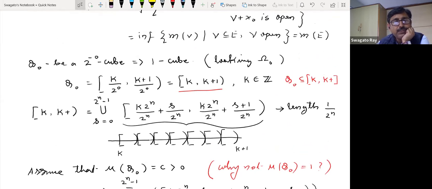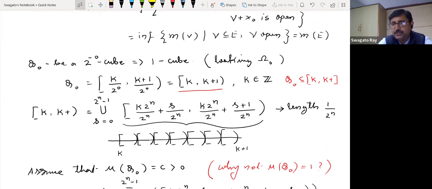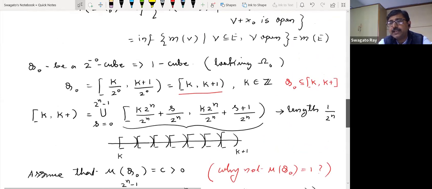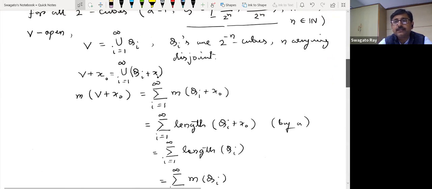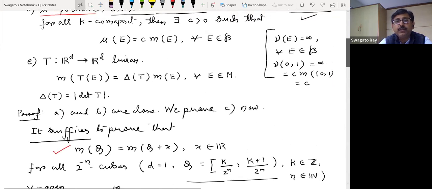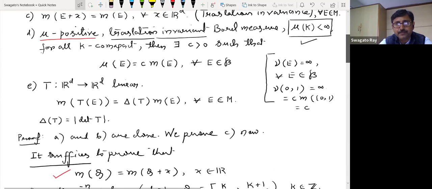I have taken C to be strictly bigger than 0. Suppose I take C to be equal to 0. Then I have to change the statement of my theorem. If I do that, then I have to include C is bigger than or equal to 0. Okay, that we are not allowing.